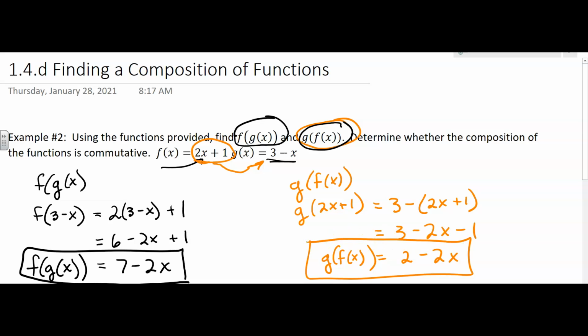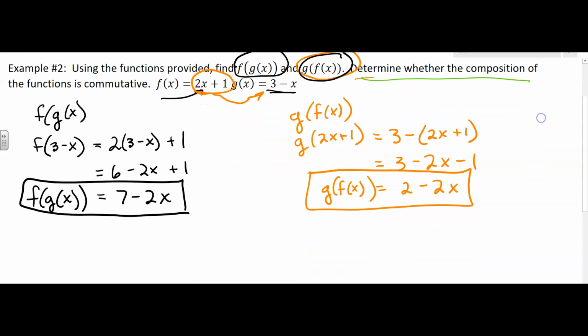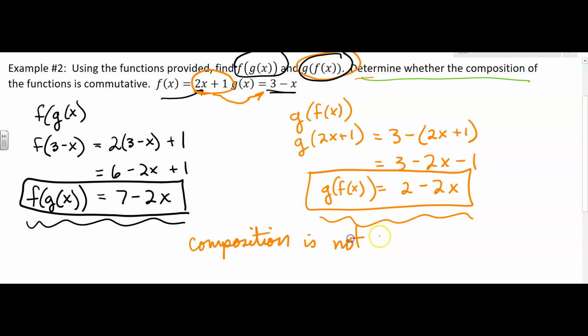Now, the question also says determine whether the composition of the functions is commutative. So when you add two functions together, that's commutative. Addition's commutative. Multiplication's commutative. Is composition commutative? So did we get the same thing when we took f of g of x over here, as when we took g of f of x? And no, they're not the same thing. So no, composition is not commutative.